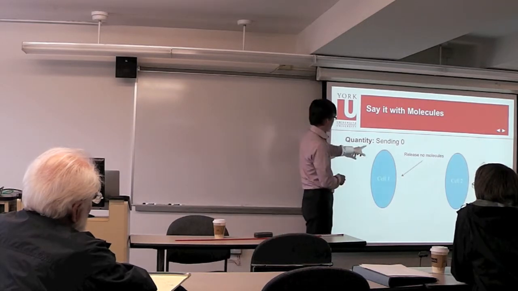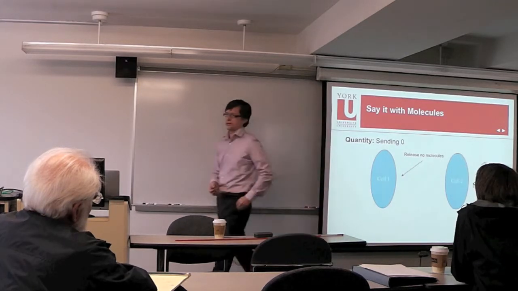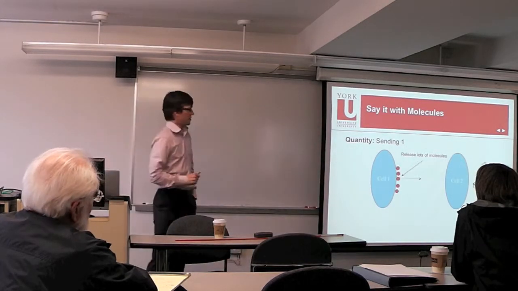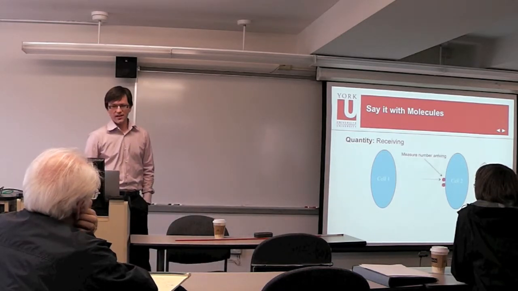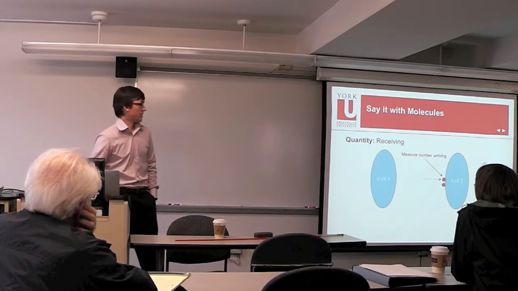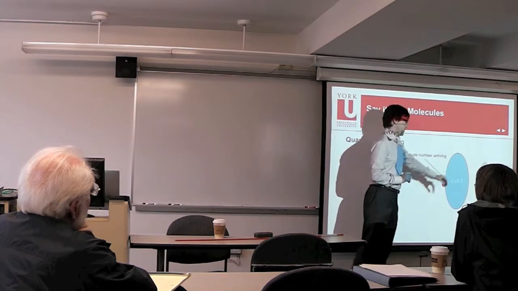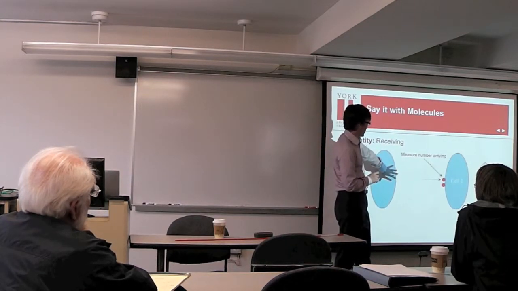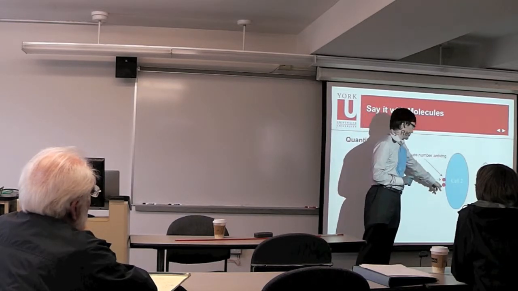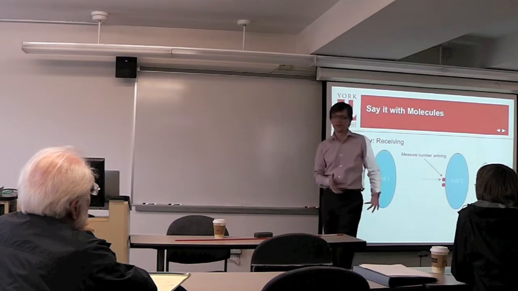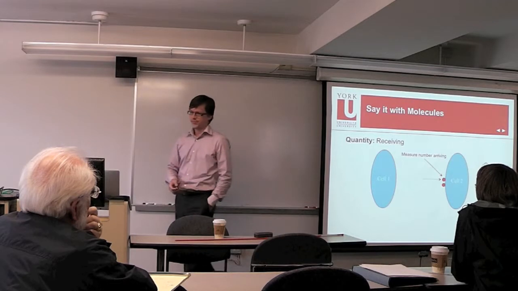If I want to send a 0 using the quantity of molecules, perhaps I will release no molecules. And if I want to send a 1, perhaps I will release lots of molecules. Then the receiver will count the number that arrive. Obviously, if no molecules were sent, no molecules will arrive. If some molecules are sent, then some number greater than or equal to 0 of molecules will arrive. If I see something, then I can obviously decide a 1. If I see nothing, it might be that a 0 was sent, or it might be that a 1 was sent.